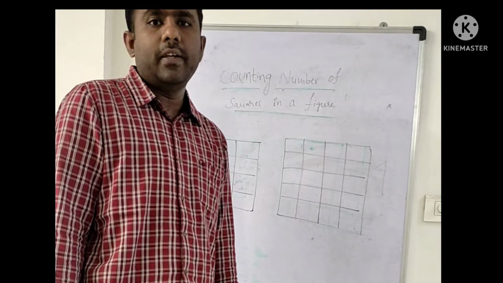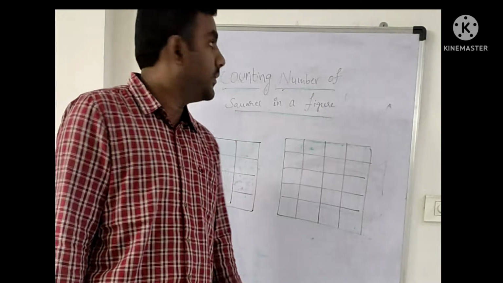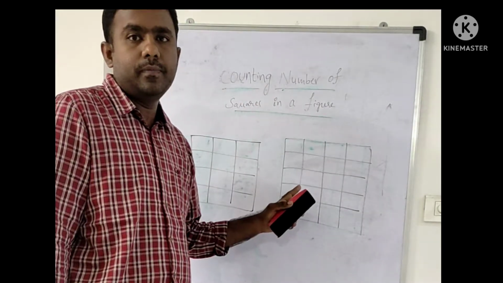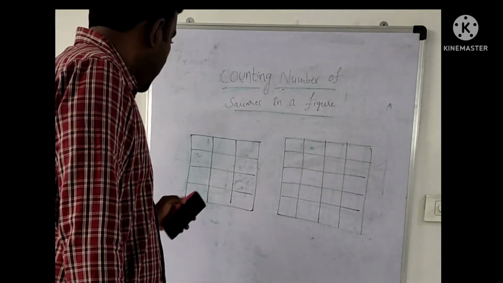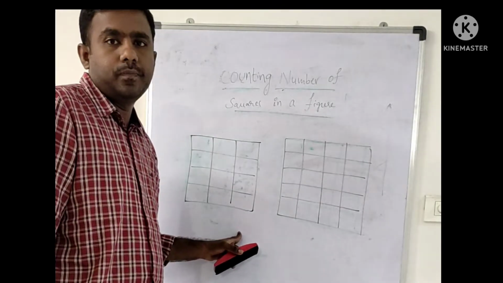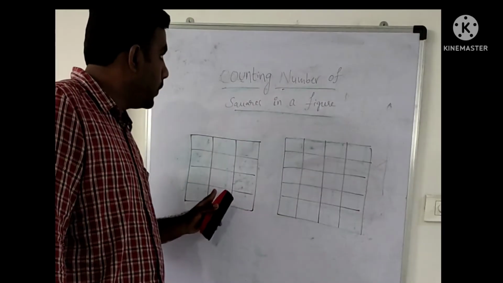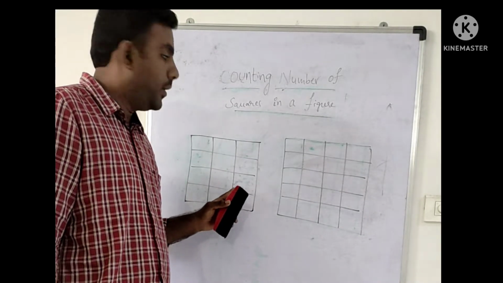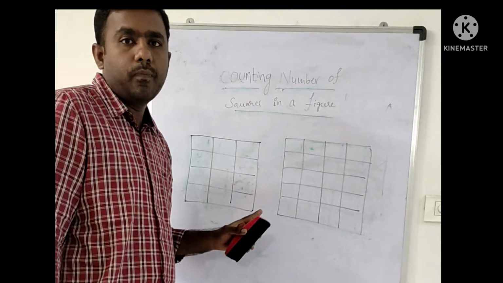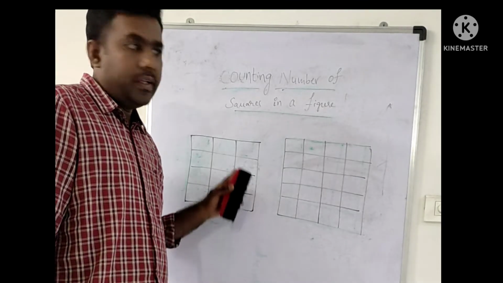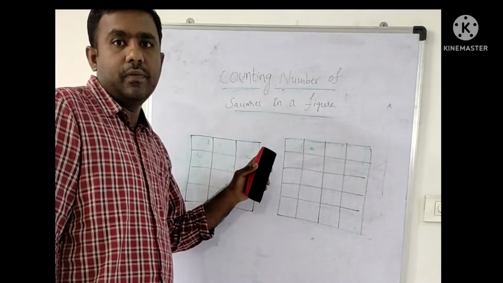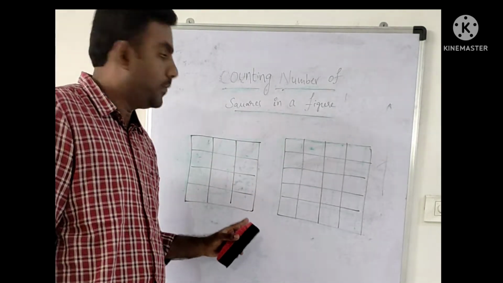Hi, this is Shrikant. Today's topic is counting the number of squares in a figure. Okay. Come to the first figure, in which we can identify how many squares are there. We have one simple trick. We can easily find out the number of squares within a short span of time.